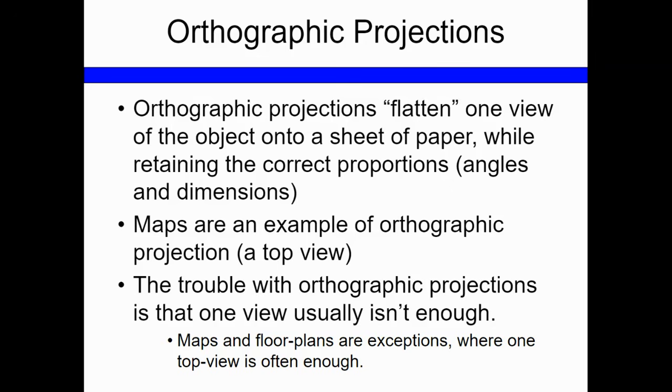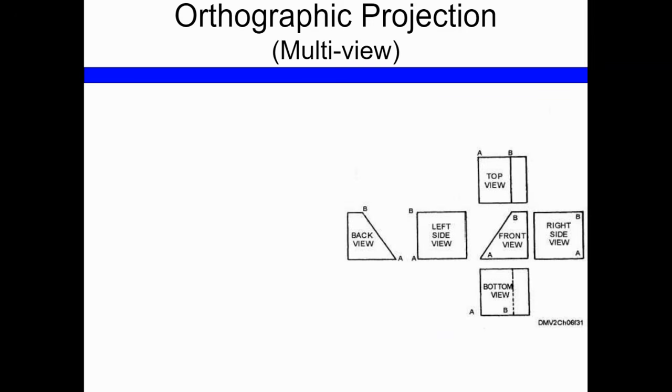Orthographic projections flatten one view of the object onto a sheet of paper while retaining the correct proportions, angles, or dimensions. Maps are often examples of orthographic projections or top views. The trouble with orthographic projections is that one of the views usually isn't enough. For example, maps and floor plans are exceptions where one top view is often enough. And so here's an example of a multi-view orthographic projection.